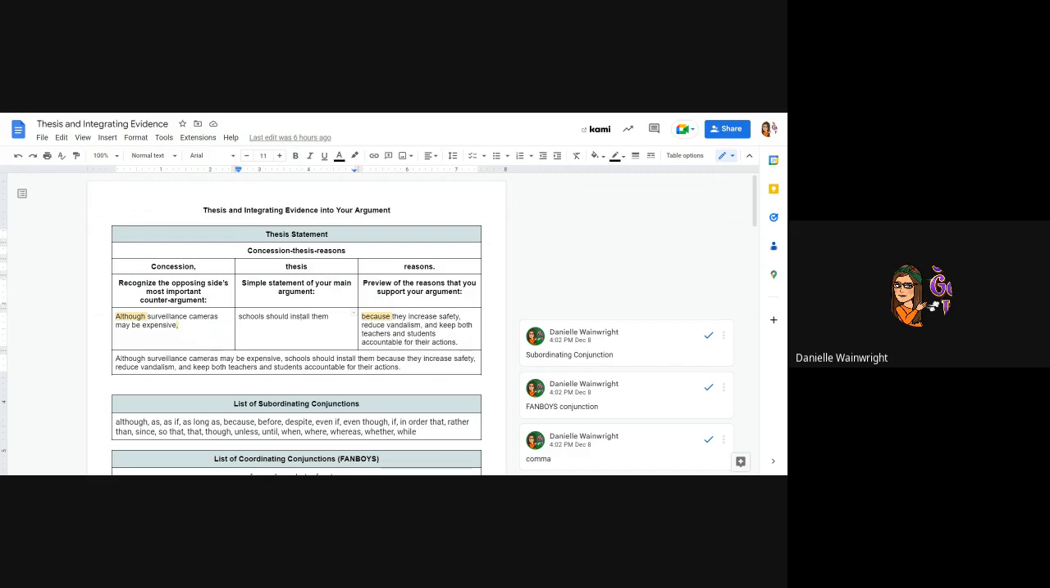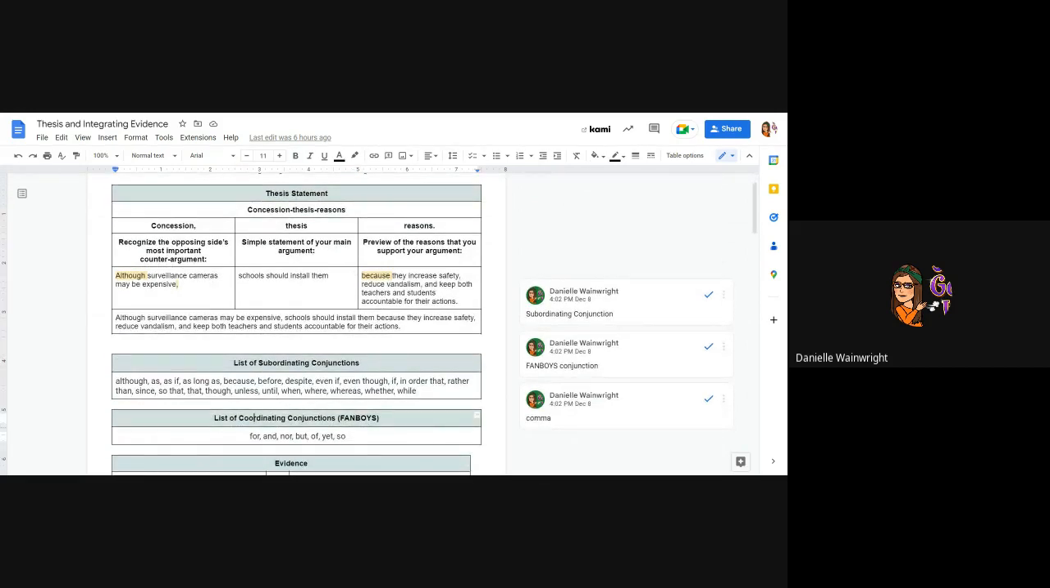And then you continue with your reasons, and you use a coordinating conjunction, which you might have heard called FANBOYS. Use a coordinating conjunction to continue the sentence. So, although surveillance cameras may be expensive, schools should install them because they increase safety, reduce vandalism, and keep both teachers and students accountable for their actions. That's just this person's opinion, but it's their thesis statement.